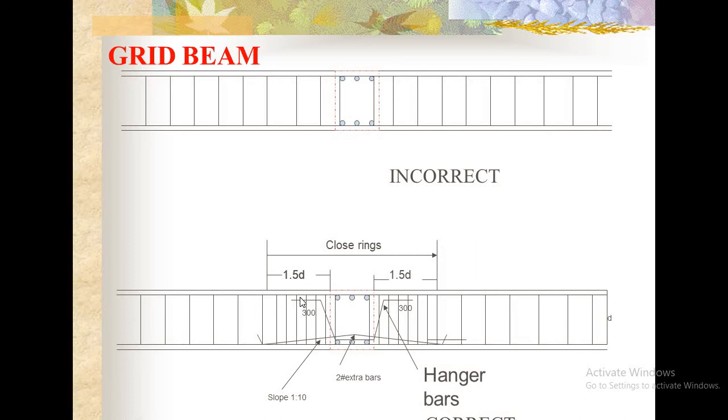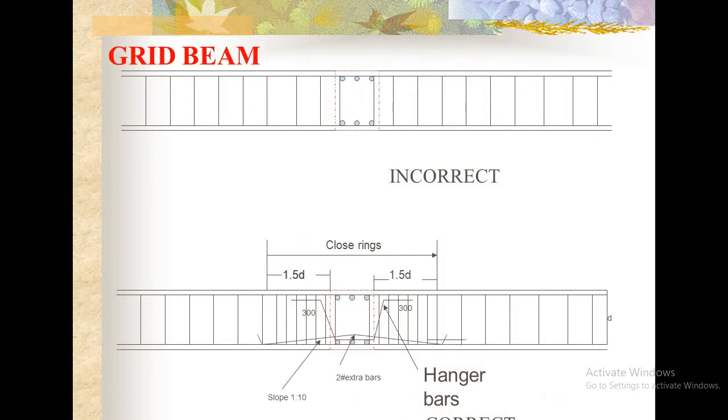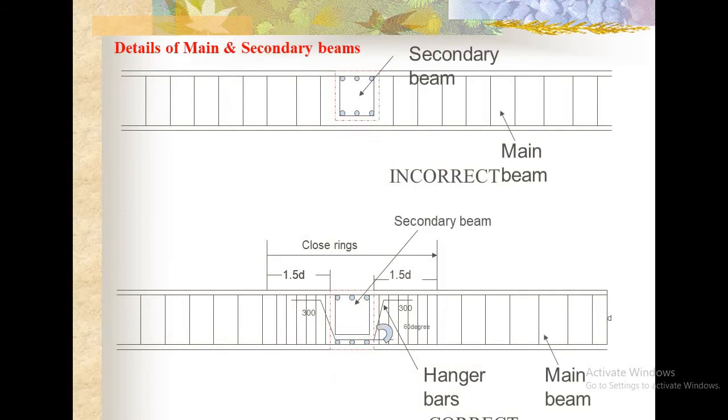In a grid beam, one beam is carrying a secondary beam. At this point, this is the main beam, and a longitudinal beam is also coming to here. Actually, this beam is the secondary beam. It is supported by the main beam. This secondary beam is perpendicular to this main beam, like this one.